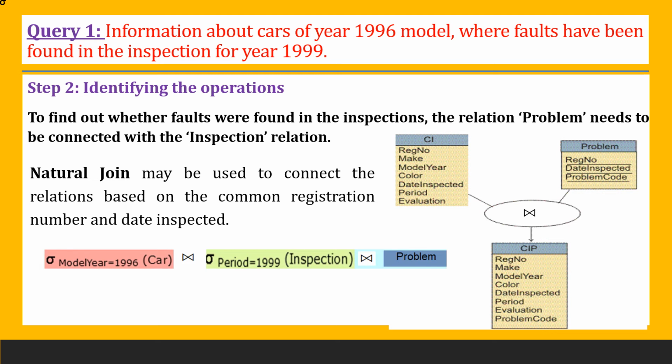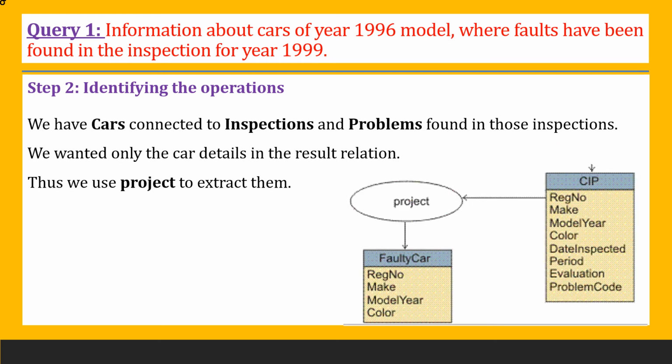Okay, CI, as we know, is a combination of the car table and the inspection table, right? Then we are joining this problem table to get the CIP. Then we have cars connected to the inspections and problems found in those inspections. Okay, but we need car details only. Our query is information about the cars. So in the CIP table, as we can see, we will have a lot of information. Among that, we require only the details about the cars.